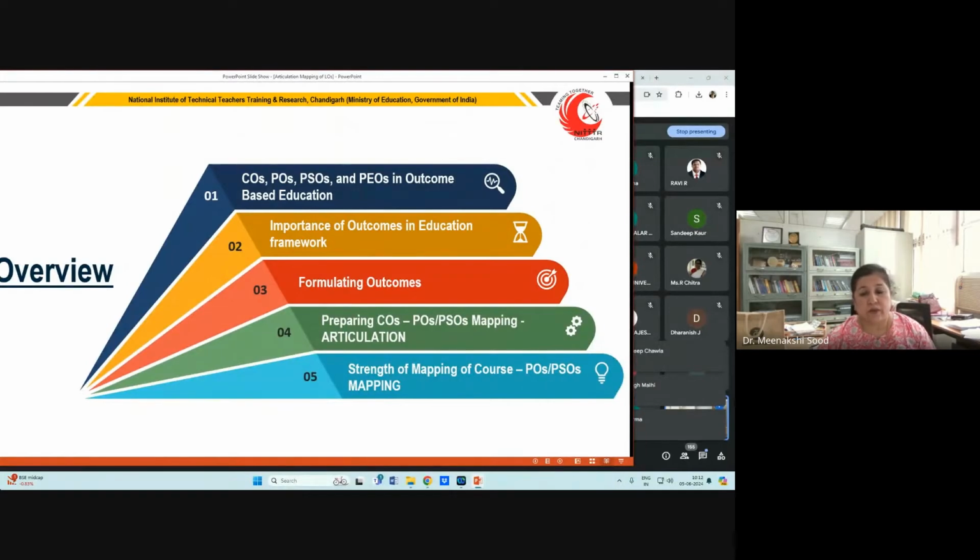My overview of this presentation will cover the COs, POs, and PSOs. Although we discussed them in yesterday's session, just to brush up, I'll give an overview of these and the importance of these outcomes, how we prepare the articulation mapping, and then we'll talk about the attainment of the outcomes also in this session.